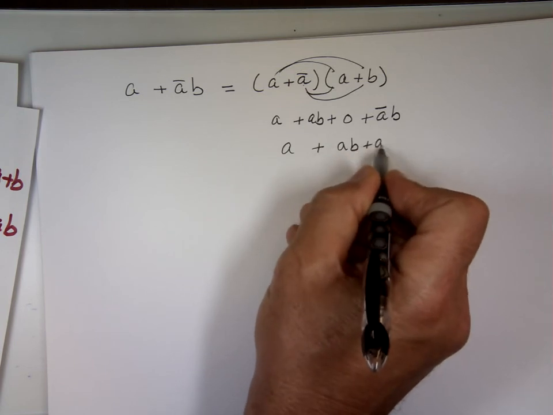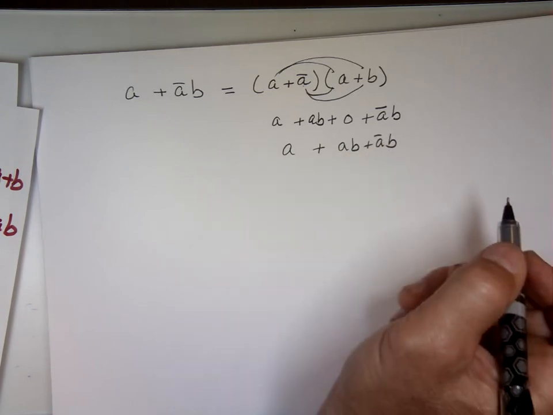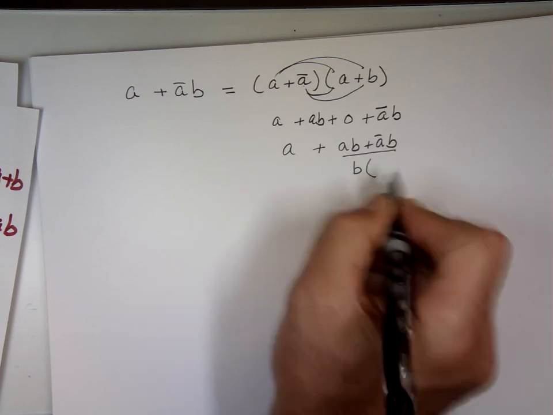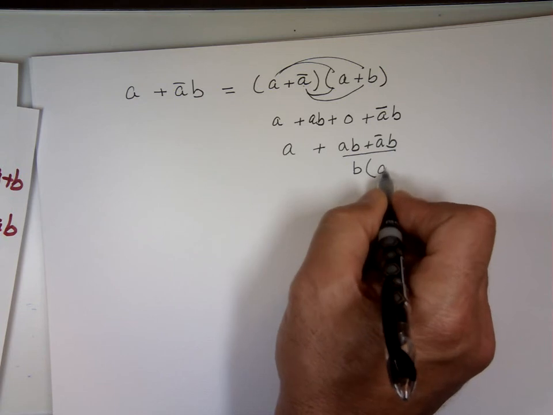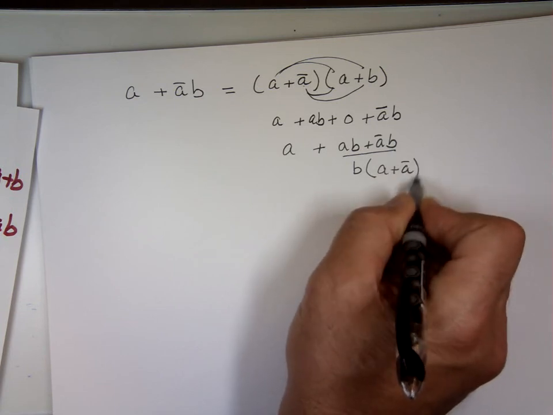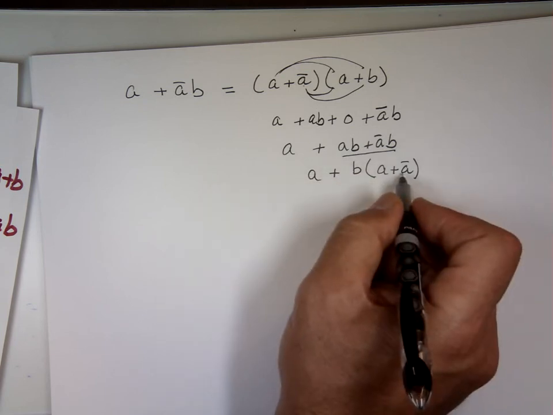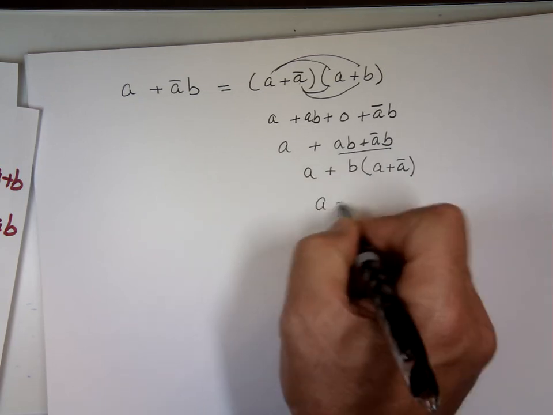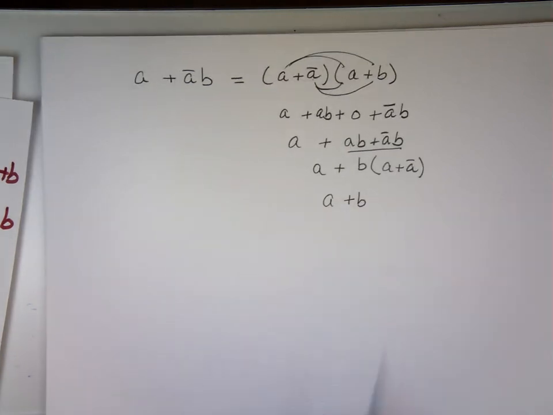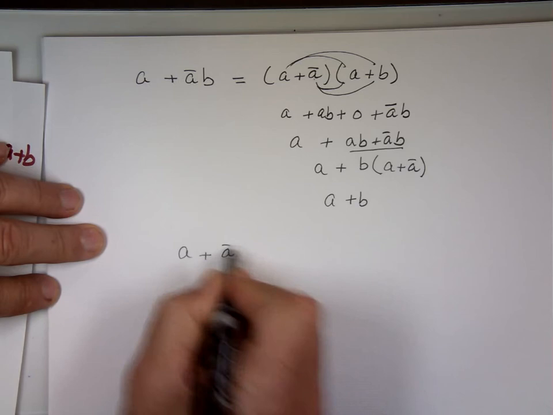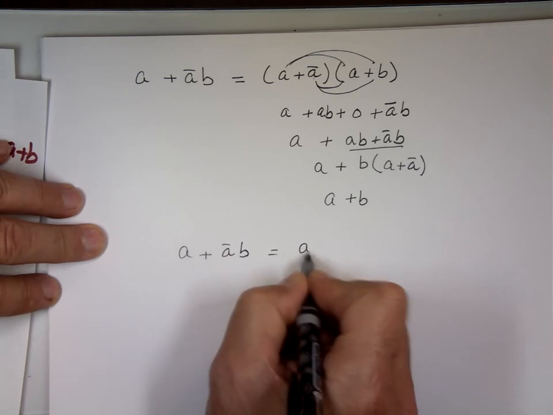Now let's look at these two. What do they have in common? B. If you factor B out, what do you have left? A plus A bar. What is A plus A bar? 1. So you can write that as A plus B. If you don't like the way I proved it, no big deal. You can do it with the truth table.